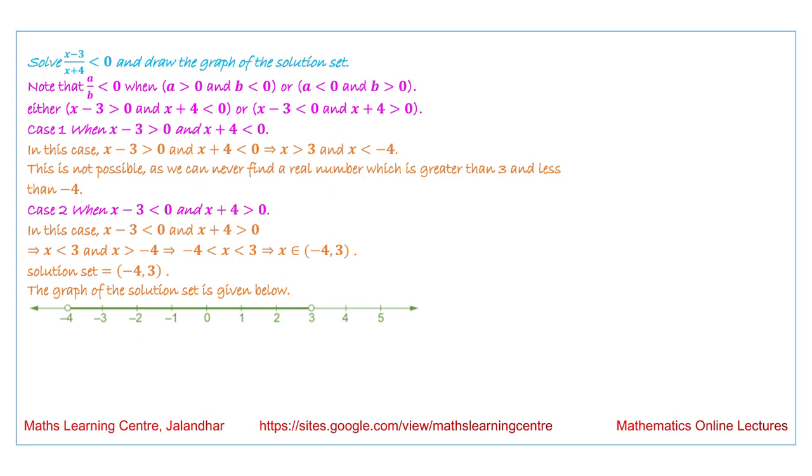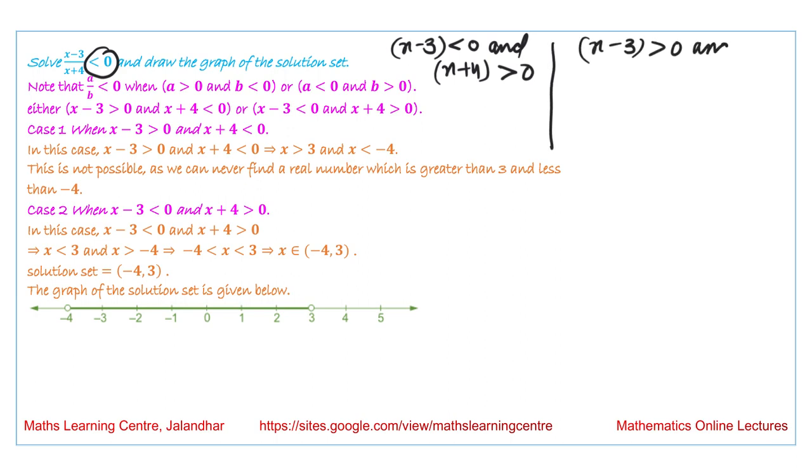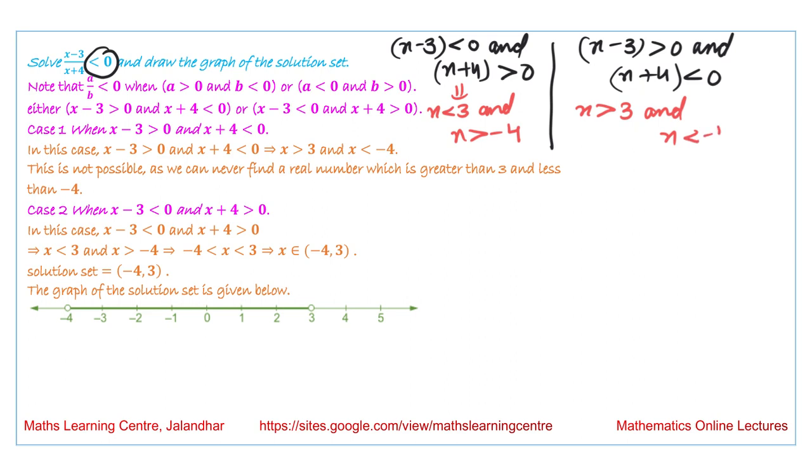Next is solve x minus 3 over x plus 4 is less than 0. So again we have two cases. In the first case, x minus 3 is less than 0 and x plus 4 is greater than 0. The sign over here is negative, it means both will have opposite signs. Second, x minus 3 is greater than 0 and x plus 4 is less than 0. This implies x is less than 3 and x is greater than minus 4. This implies x is greater than 3 and x is less than minus 4.